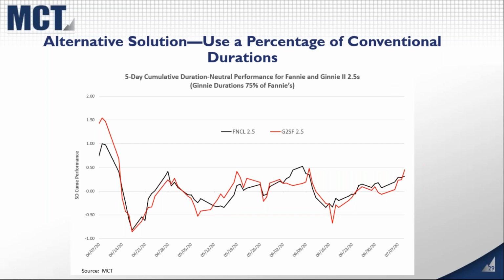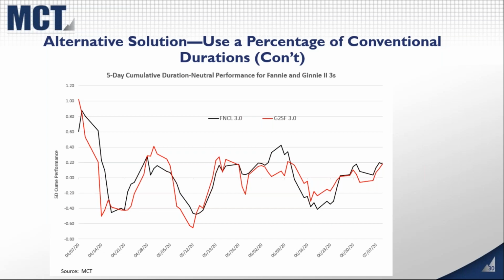So here we've looked at the daily duration adjusted performance of Ginnie 2.5s and Fannie 2.5s, using the model durations for the Fannies and 75% of the Fannie model durations for the Ginnies. You can see that the 2.5s have pretty much moved in line with each other, which is what you'd expect if the durations were giving you a good idea of the overall risk of the position. You get a pretty similar picture from the 3s, which leads us to believe that using 75% of the duration is a pretty useful way to handle the durations.